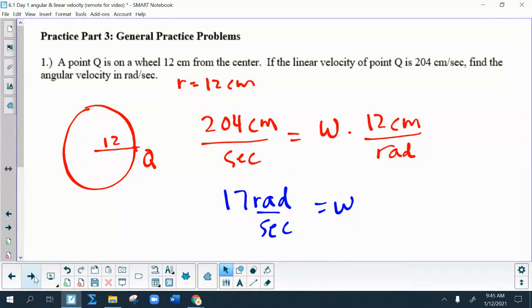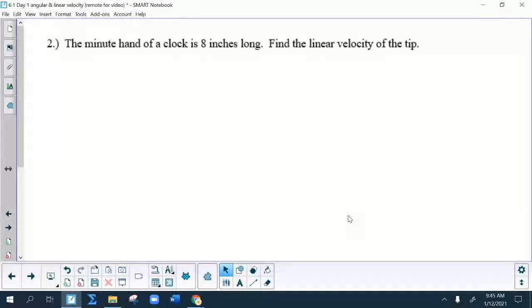Okay, next. The minute hand of a clock is 8 inches long. Find the linear velocity of the tip. So remember that you have the hour hand, the minute hand, the second hand. The hour hand takes 24 hours to make one revolution. The minute hand takes 1 hour for one revolution. I am going to say that's the same as 60 minutes, okay?